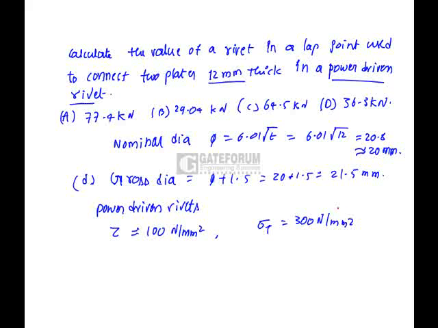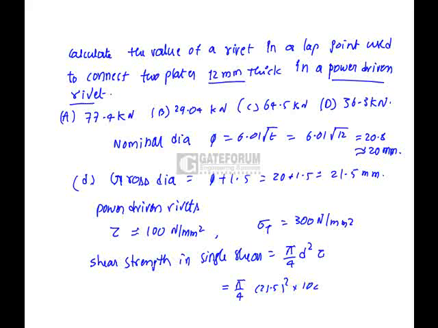Shear strength of rivet in single shear we will find out. Shear strength in single shear is equal to pi by 4 d square, area, into tau, shear stress, that is equal to pi by 4 into 21.5 whole square into 100, that implies 36.305 kilonewtons.